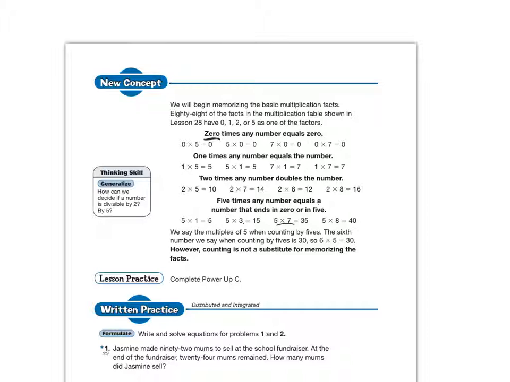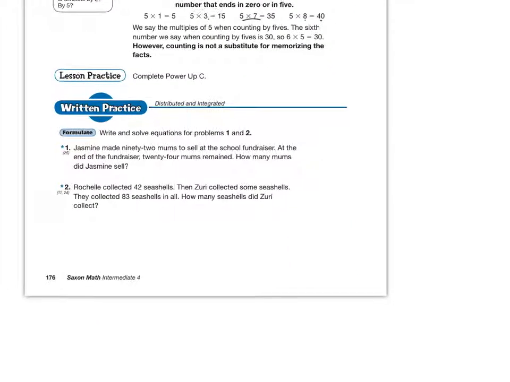Also, 7 times 5 is 35 because 10 times 7 is 70 and half of 70 is 35. And 5 times 8 is 40 because 10 times 8 is 80 and half of 80 is 40. So anyway, that's one way of thinking of it. Connecting as much as you can with other information is really what makes math get easier much faster.